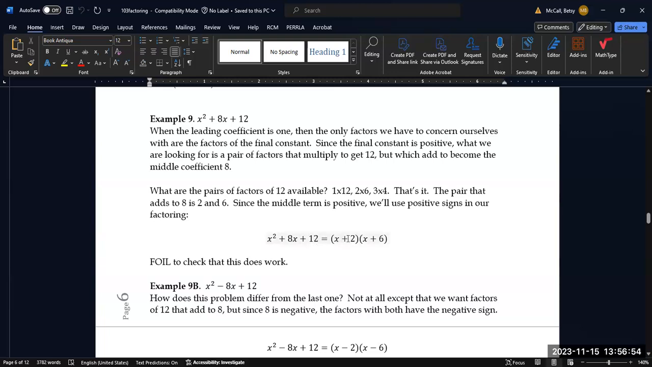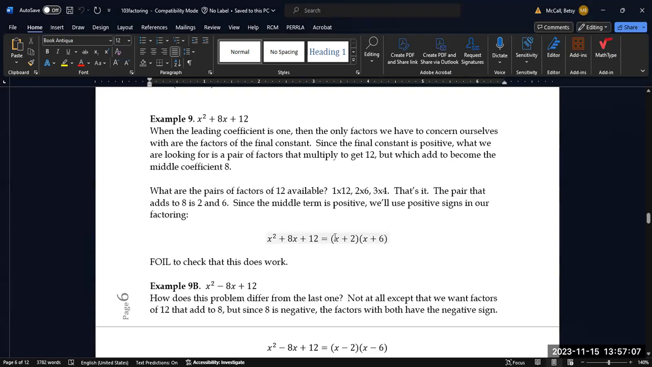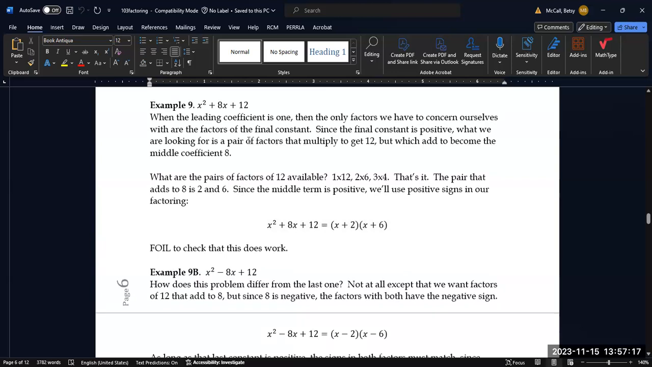12 is positive, so both of these factors have to have the same sign. And because the 8 is positive, we want them to add to positive 8. And so they're both, in fact, positive. And again, you can FOIL this back out to see that it will give you exactly this expression. So again, what you're doing here is, if there's no leading term in front of the x squared, you're factoring the constant, and then you're trying to see which factors add to the middle term.